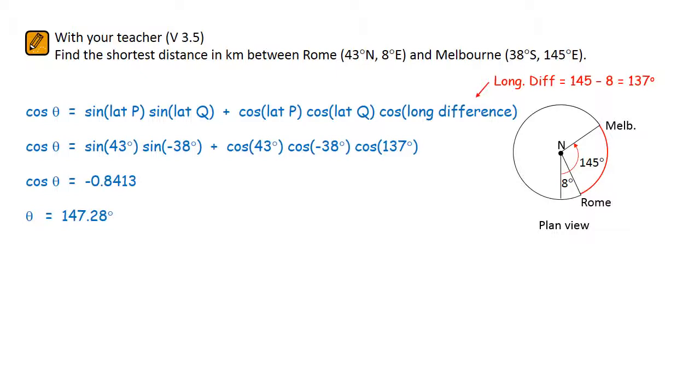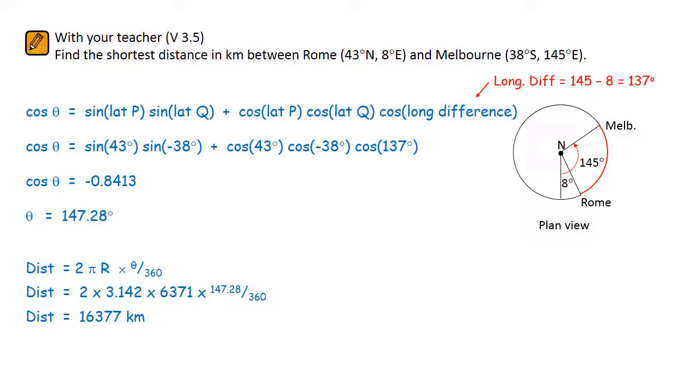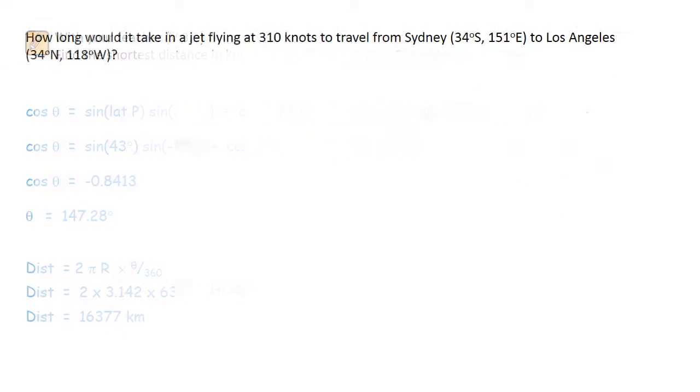To find the distance, we use the arc length formula. D equals 2 pi r times theta over 360 because we want to get the answer in kilometres. Find the answer equals 16,377 kilometres.